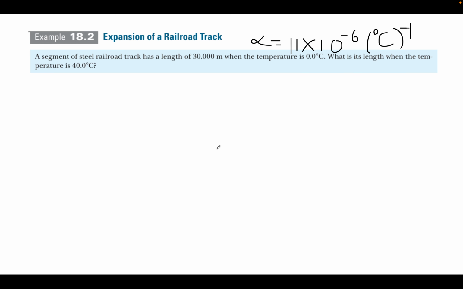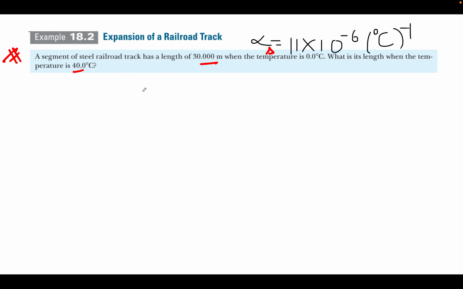Okay class, this is a numerical which I want to explain to you. It is based on this concept only. It states that a segment of steel railroad track has a length of 30 meter when the temperature is 0 degree Celsius. What is the length when the temperature is 40 degrees Celsius? So here again linear expansion is being talked about, and the alpha value for steel is given to be 11 times 10 to the power minus 6 per degree Celsius. So we will evaluate the length increase using the previous slides' discussion only.